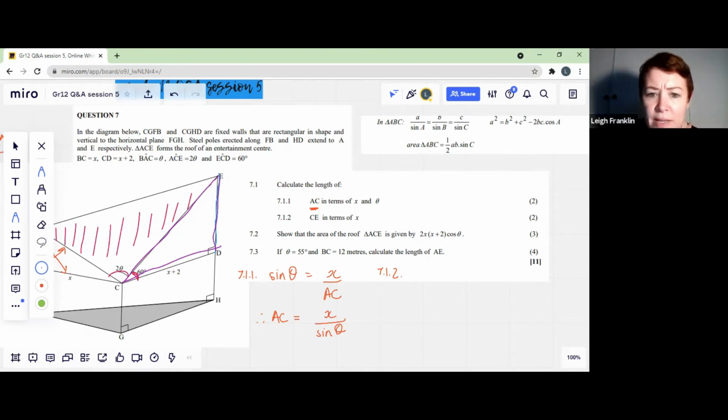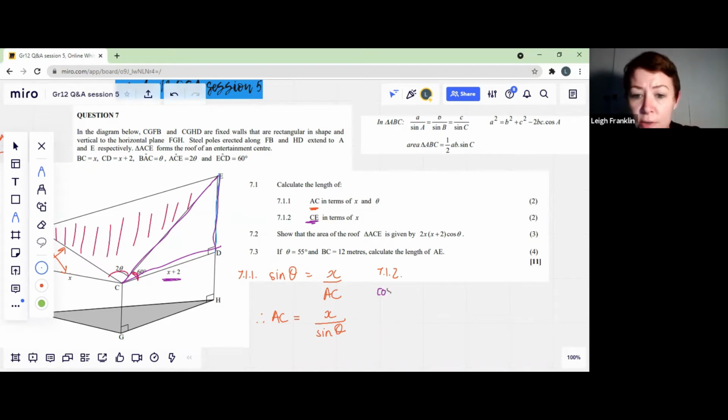What do they want us to talk about here? They want CE in terms of x, all right? So we have to use CE and we have to use x. Side CD, which is x plus 2, is it opposite to 60? Is it adjacent to 60? Adjacent, 100%. Side CE is the hypotenuse. So if we're using adjacent and hypotenuse, I've got to use the what of the angle? Cosine, exactly. So that's exactly what we're going to write.